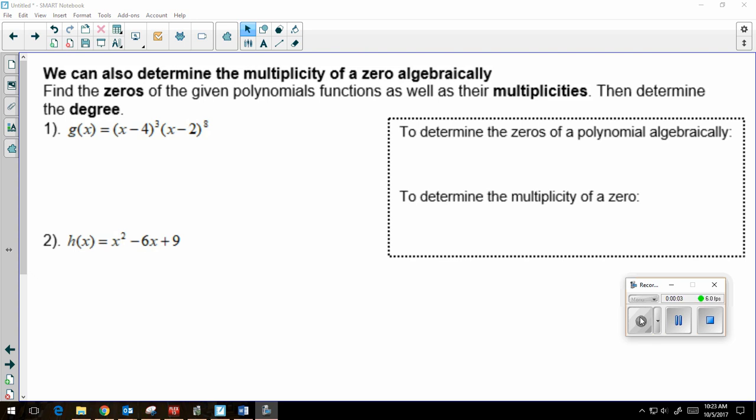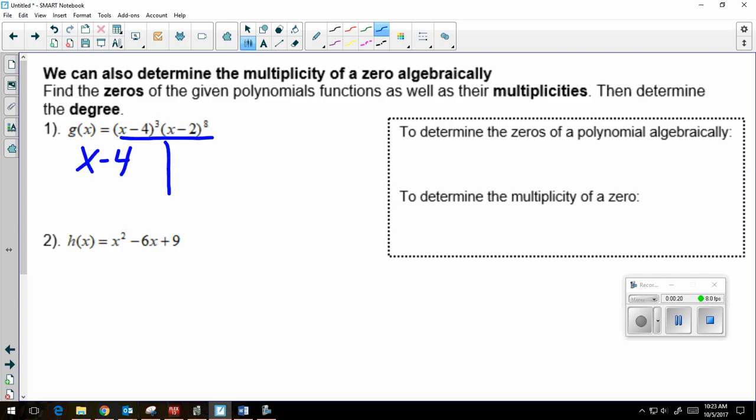We can determine the multiplicity of a zero graphically or algebraically. So let's take a look at how to do this algebraically. So I have an equation, g of x equals (x minus 4) cubed times (x minus 2) to the 8th. So all you're going to do is t off. So I have x minus 4 equals 0, which means that x equals 4. And then on the left side, I have x minus 2 equals 0, which means that x equals 2.